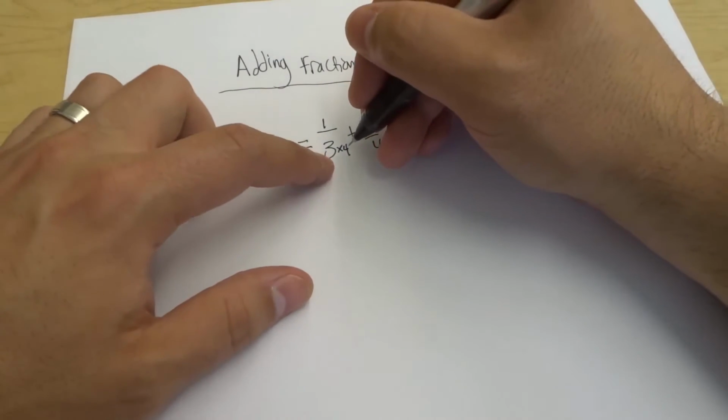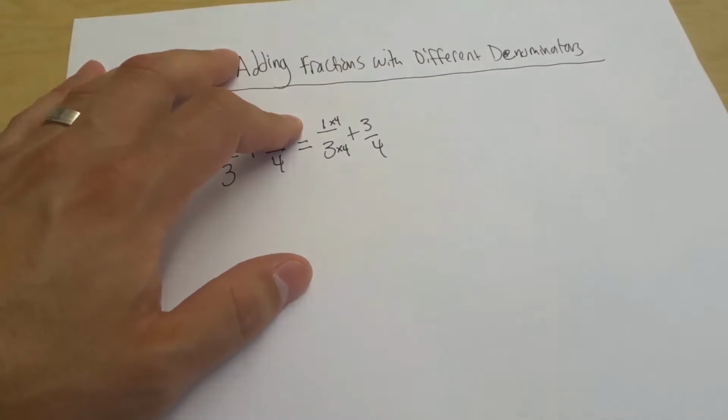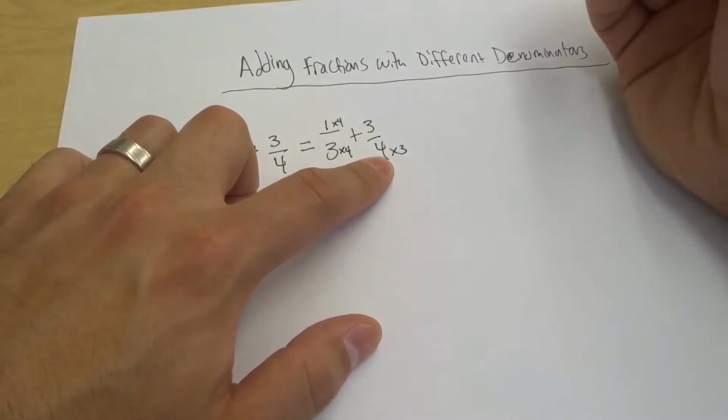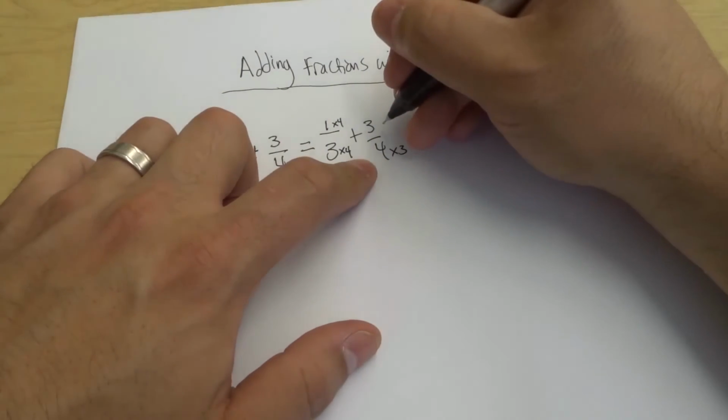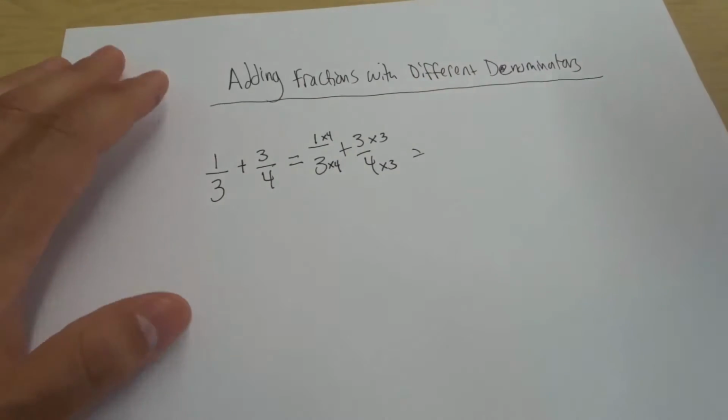And whatever you do to the bottom number of a fraction, you have to do to the top. So we're going to multiply the top by 4 as well. Now a 4, on the other hand, we have to multiply by 3 in order to make it a 12. And that means we have to also do the same thing to the top. So we're multiplying the top number by 3. So we're going to go ahead and simplify it.